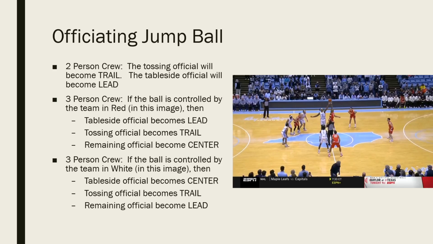In a three-person crew, using the image as seen in this slide, if the ball is controlled by the team in red, our tableside official will become lead, our tossing official will become trail, and our remaining official who is tableside opposite will become center. Conversely, if the ball is controlled by the team in white in this image, our tableside official will become center, our tossing official will become trail, and our remaining official who is tableside opposite will become lead.